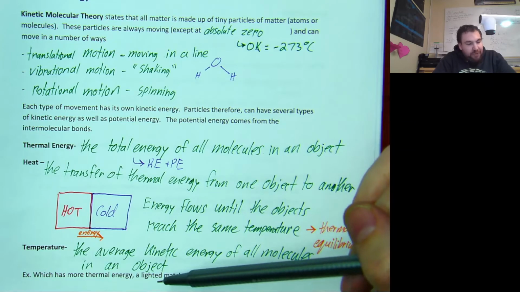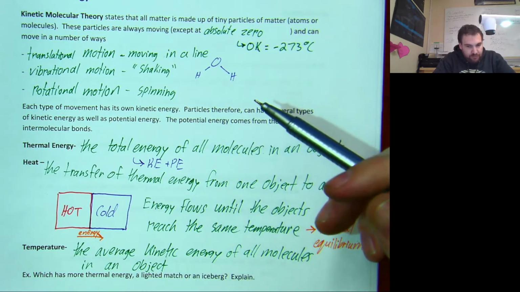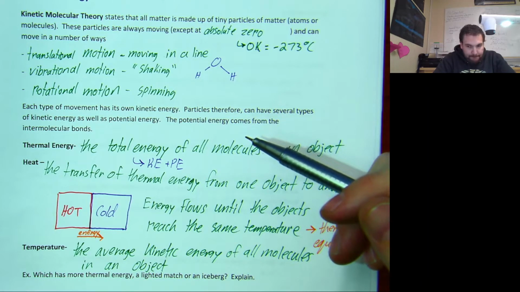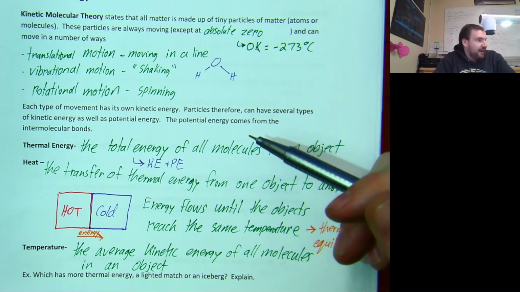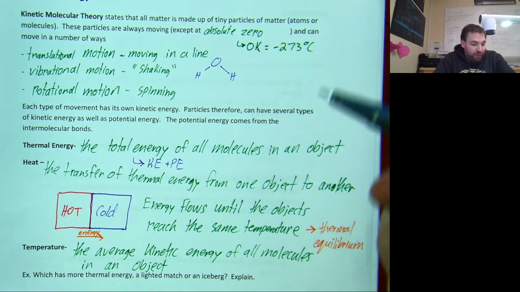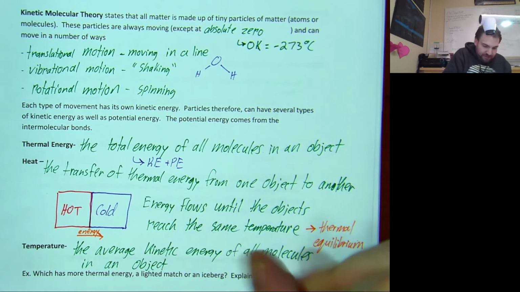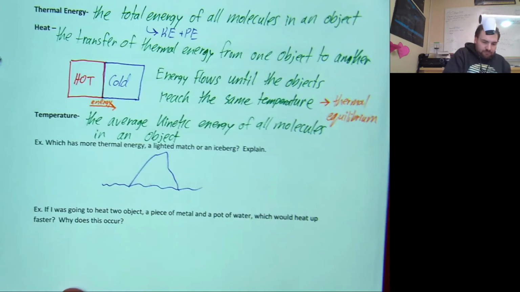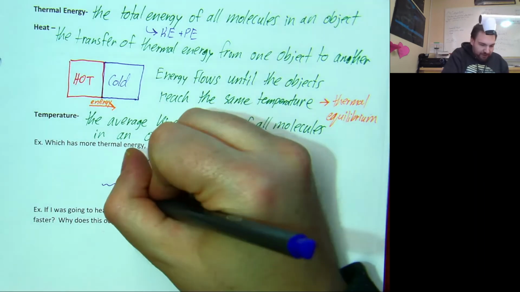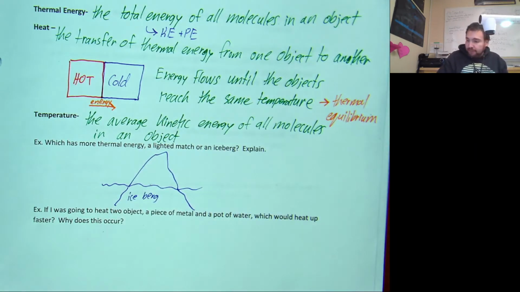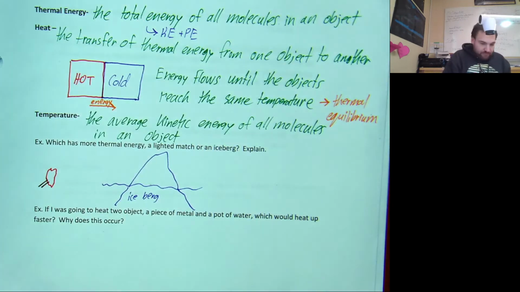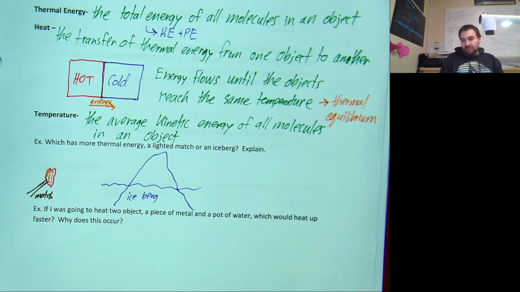So which object is going to have more thermal energy? A lit match or an iceberg? How big is the iceberg? A standard iceberg. It's sinking the Titanic. Okay. Which one has more thermal energy? You have this object, got your iceberg, or this little guy. They are not to scale. That's a huge match. I could have drawn a little tiny red line, it's true, but for the sake of this, I didn't. Which one has more thermal energy?